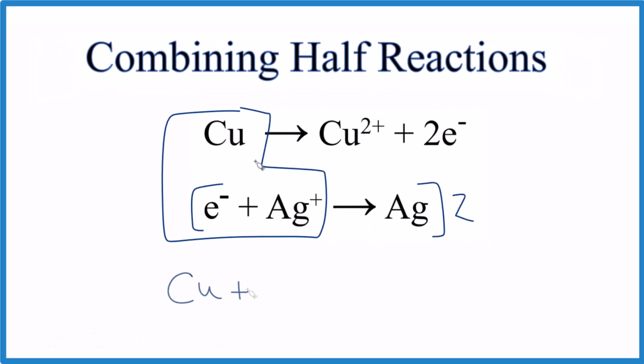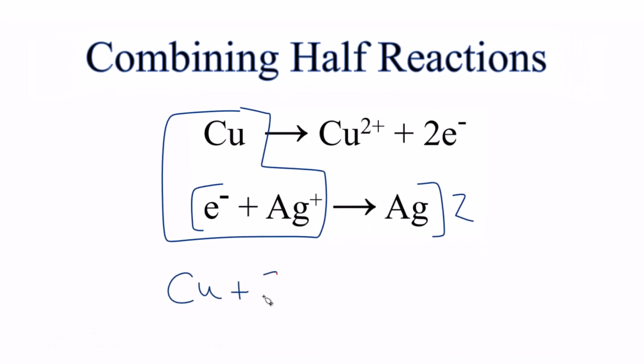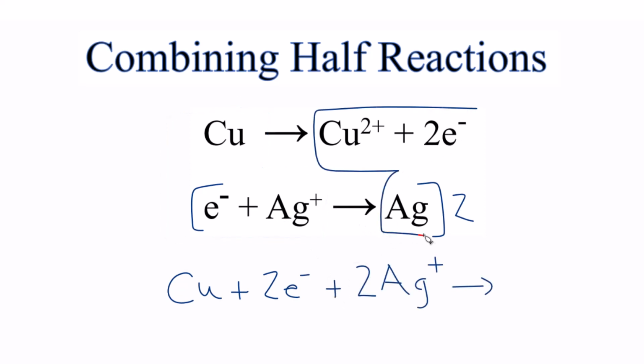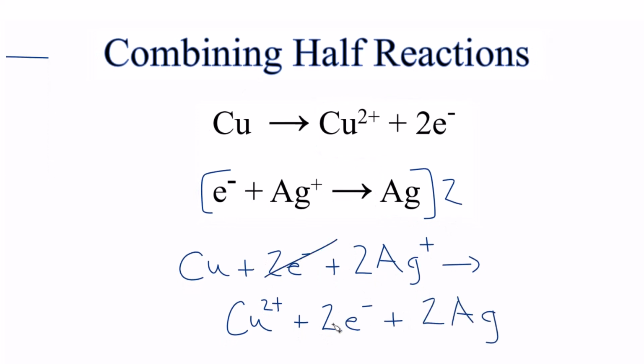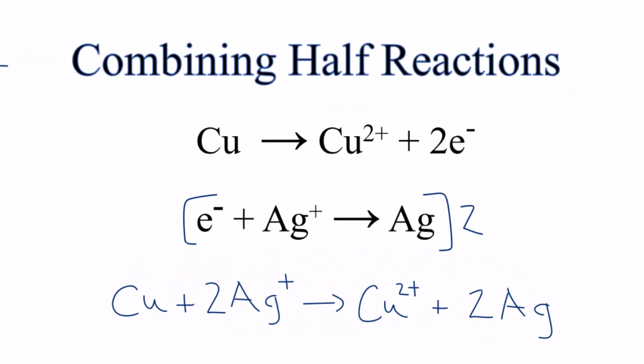Reactants: copper plus 2 electrons, 2 silver ions, and then here, 2 electrons plus 2 times the silver. We have 2 electrons on both sides. They're gone. Clean this up. And this is our balanced redox reaction. Count the atoms up, they're the same, and the charge is also the same.